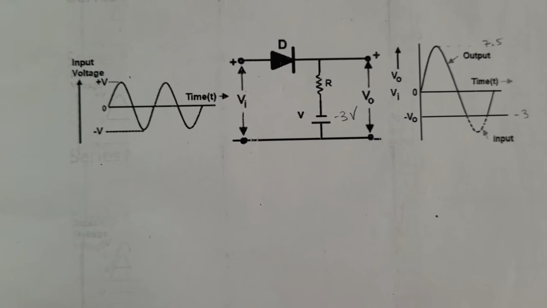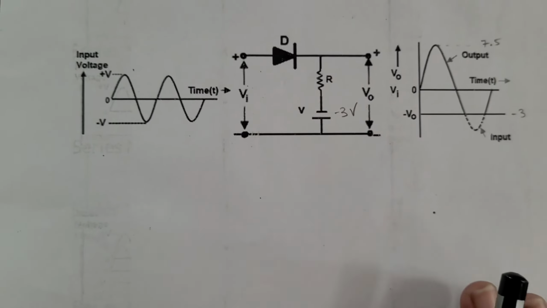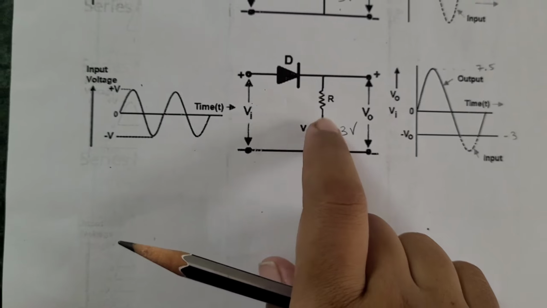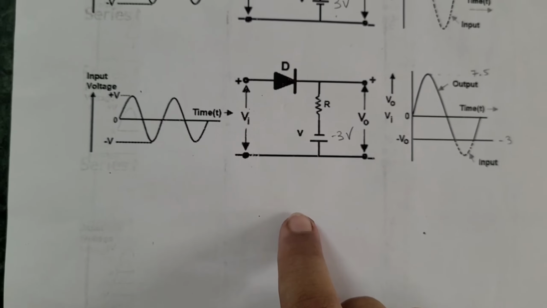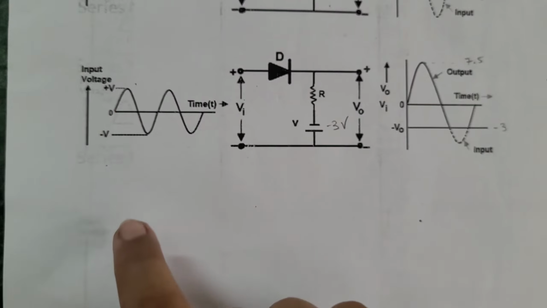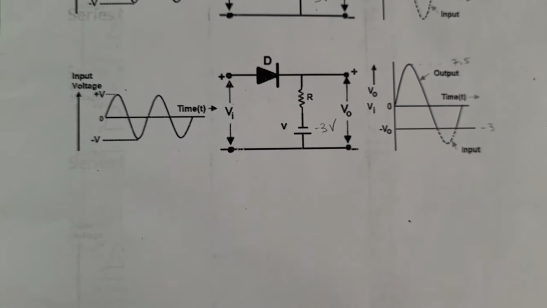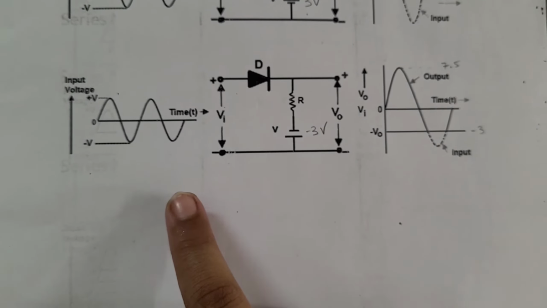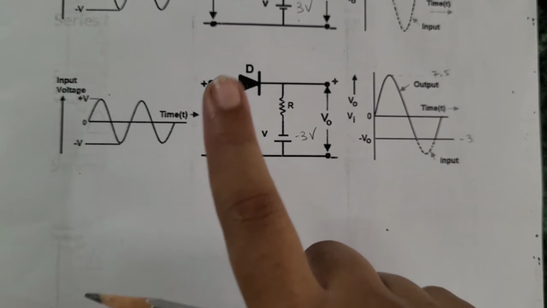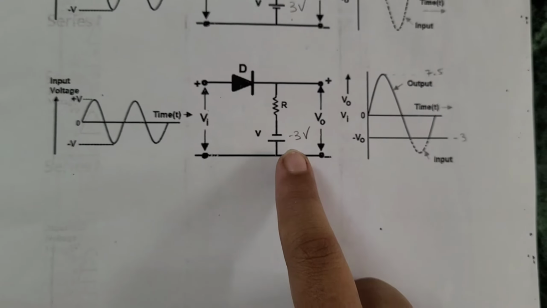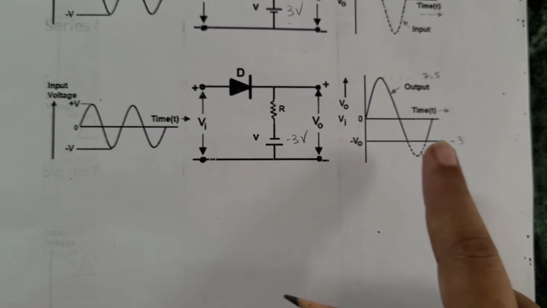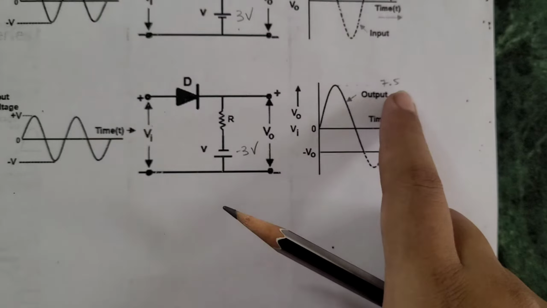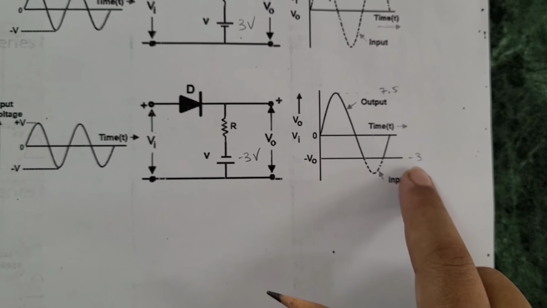The third circuit, series negative clipper with negative bias minus 3 volt. Negative bias is connected below the resistor R. During the positive half cycle of the AC input, the diode is in forward bias. The same input waveform will be observed at the output. During the negative half cycle, the diode gets reverse biased. No closed path is established. Only the bias voltage, that is minus 3, will appear at the output. Hence the output has Vmax 7.5 volt and V minimum minus 3 volt.